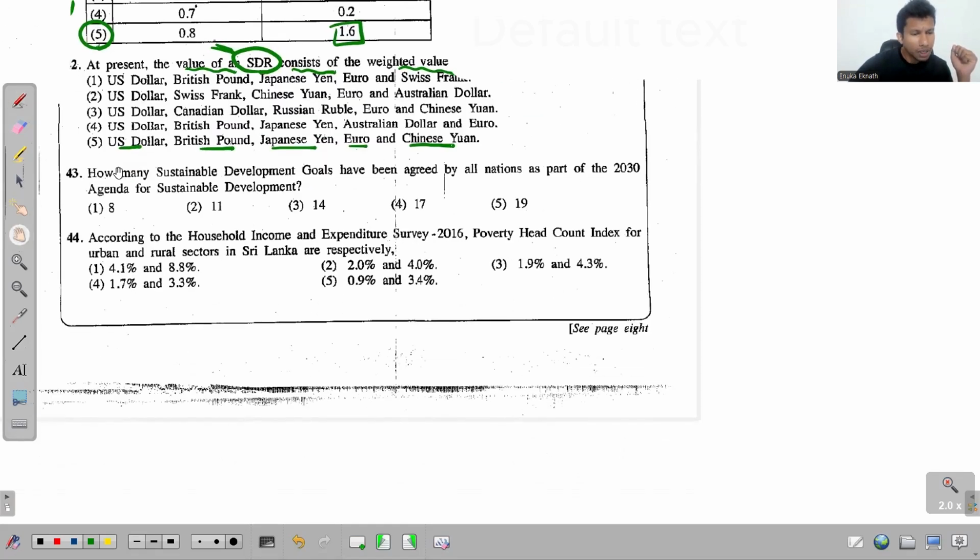So these are the 5 major currencies. Right, look at this question 43. How many sustainable development goals have been agreed by all nations as part of 2030 agenda for sustainable development? So if you just refer the note, you will have this value. And this is again something specific. This is also a fact. So there are 17 sustainable development goals, right? Exactly 17. 44, according to the Household Income and Expenditure Survey 2016, which is not relevant to your exam, so we can skip this question 44.